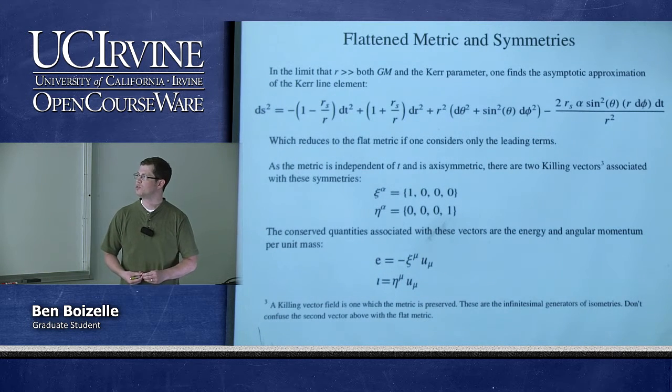There are two additional things which weren't talked about in class, but you might have heard of them before. Killing vectors, they're called, after a guy whose last name was Killing. And they are vector fields in which the metric is preserved.